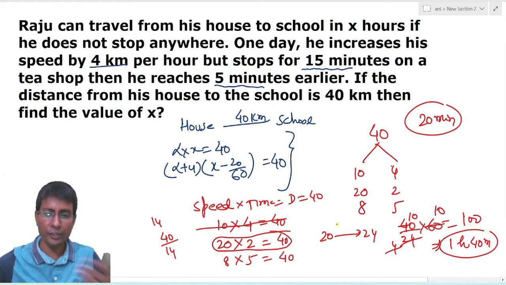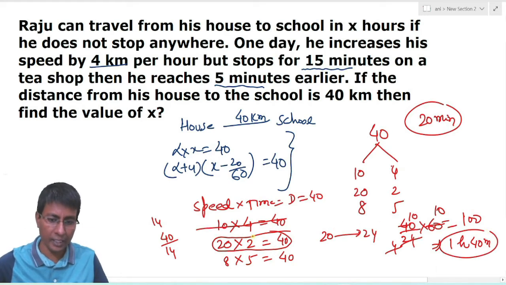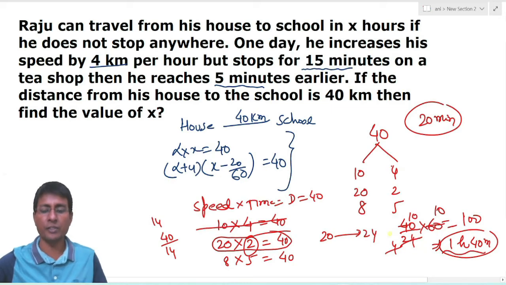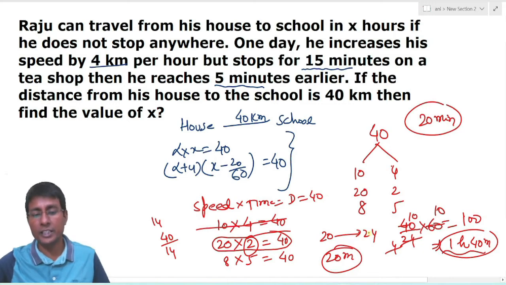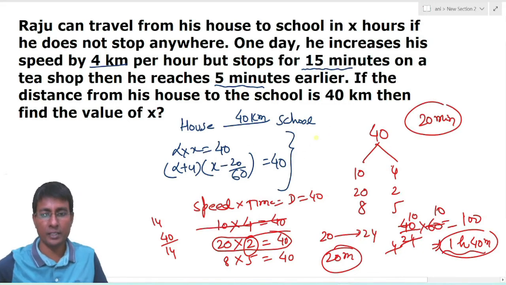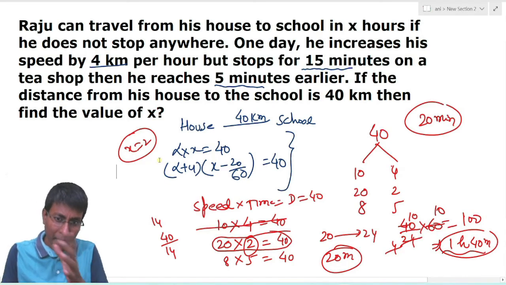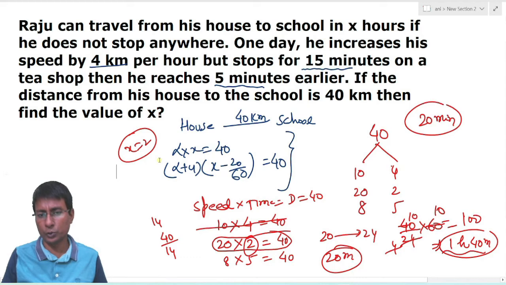And if you take the difference of these two timings, initially he was taking 2 hours and finally he is taking 1 hour 40 minutes. So what is the difference? It's a 20-minute difference. So what would be the initial timing, x? It should be straight away x is equal to 2. Right? So by breaking the distance into two factors, you can easily solve the question.